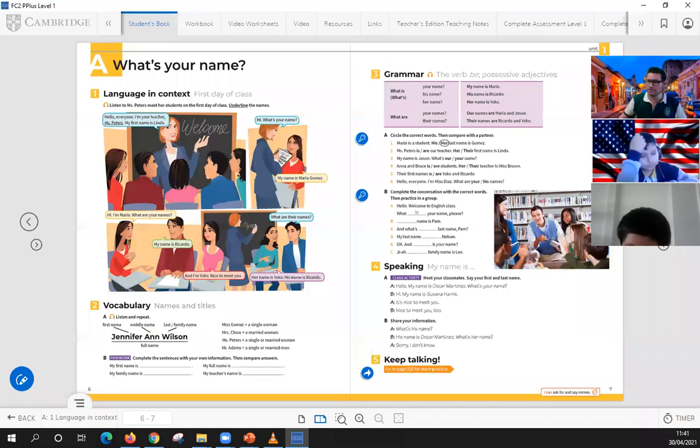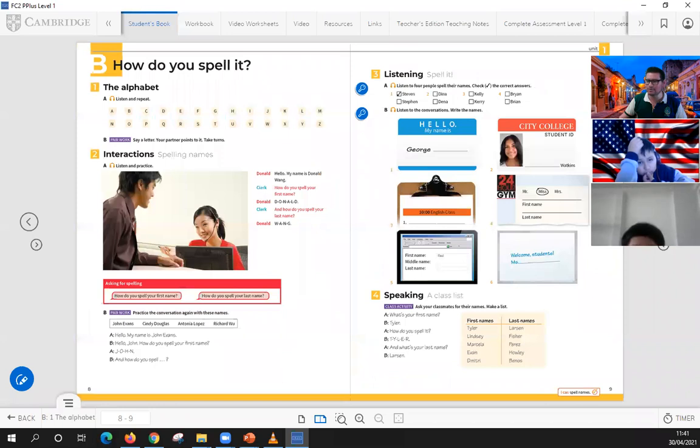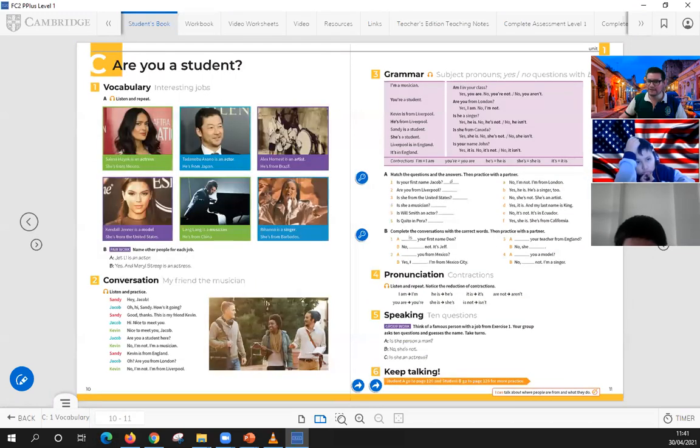We're learning about what's your name. We're learning about grammar of possessive adjectives, right? Then we were doing the spelling part, how do you spell it? Then we were learning about some listening. Then, yeah, we work until this part, right?